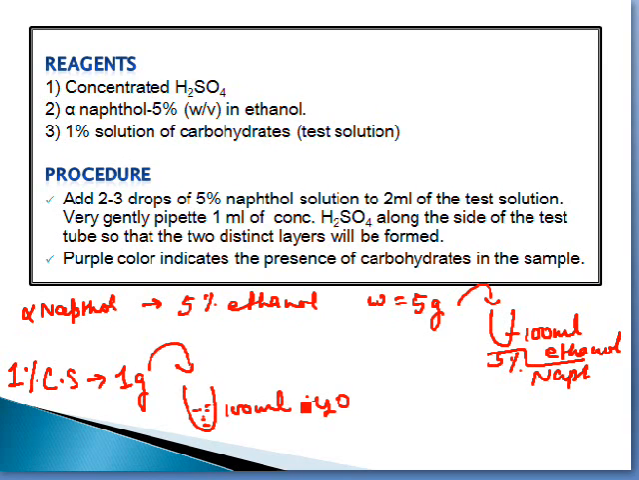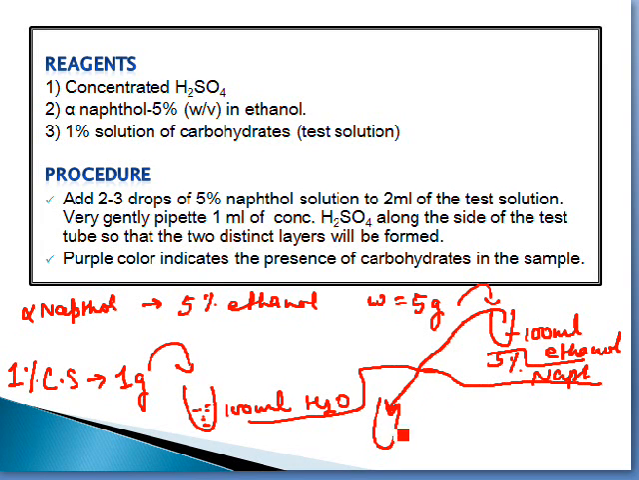Now our next step is to conduct the experiment. Here we take one test tube and add 2 to 3 drops of alpha naphthol. That tube already has 1 ml of 1% carbohydrate solution, the test solution, that means if we have a known solution.